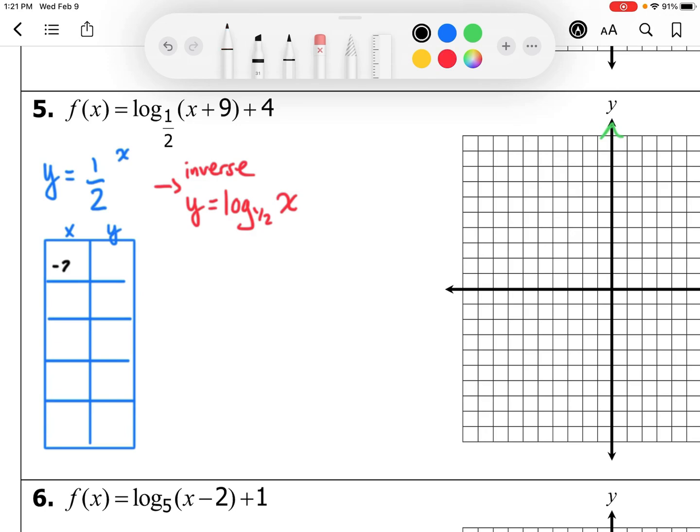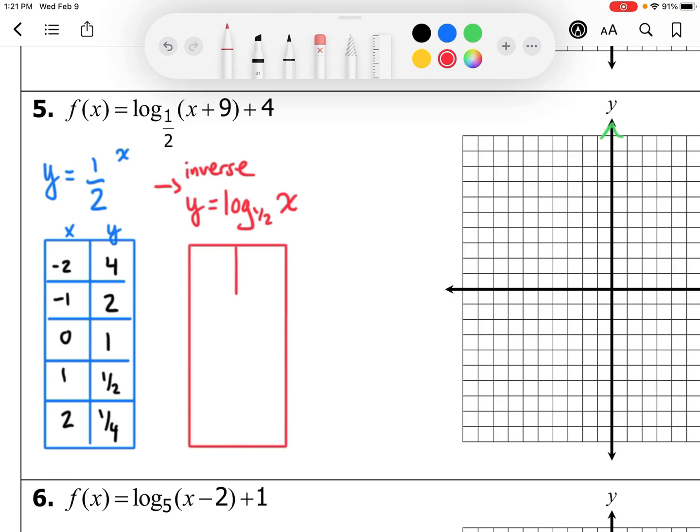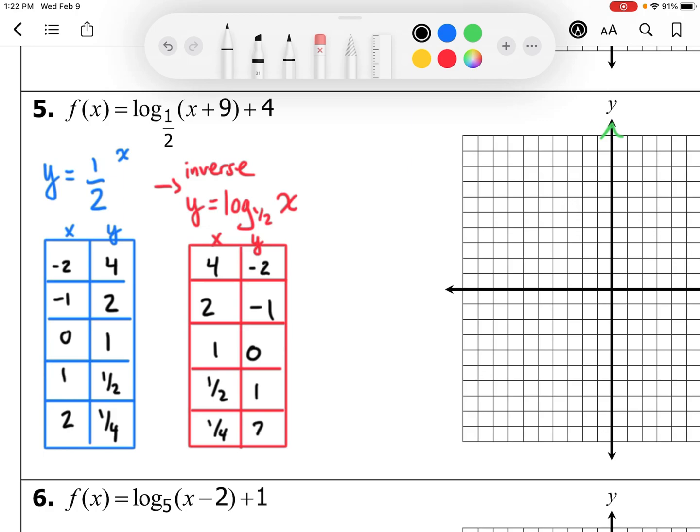Let's first just come up with our points. -2, -1, 0, 1, and 2. Plugging them into 1/2 raised to the x power, we get 4, 2, 1, 1/2, and 1/4. Remember, whenever you raise something to a negative power, it flips the fraction. Now flipping them around, doing the inverse of these points, switching the x's and the y's, we get a new function. So we get (4, -2), (2, -1), (1, 0), (1/2, 1), and (1/4, 2).